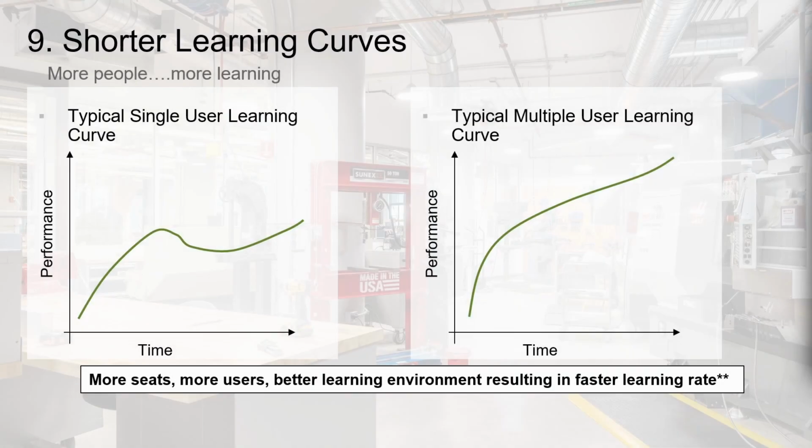All right, number 9. This one is about how to best shorten that learning curve. I have two graphs here. Keep in mind this is purely for visual purposes. On the left, we have a curve depicting the learning progression of a single user, and on the right, a curve depicting multiple users working together to learn Fusion 360. Notice the growth rate is faster on the right.